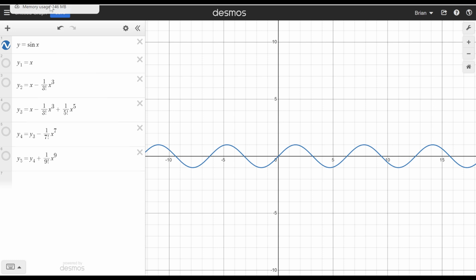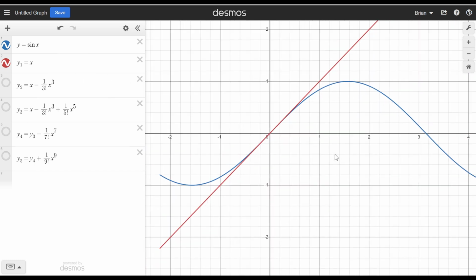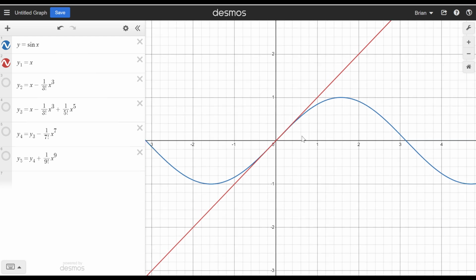So if we look at the polynomial y equals x, it estimates the sine function really well right around the origin. In essence, y equals x is the tangent line to the graph of y equals sine x at the origin, so no surprise that it is a good estimator. The graph of y equals x is our red graph here. And we can see, if we're about half of a radian above or below 0 radians, it's a really good estimate.